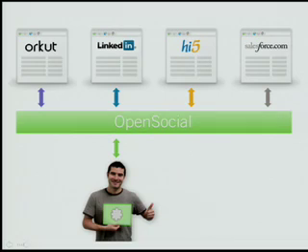So how does it work? Well, websites simply adopt OpenSocial. And by supporting the APIs and providing implementations, they enable developers who've written social apps to have those applications now work across any website that supports OpenSocial. So it's really that simple.